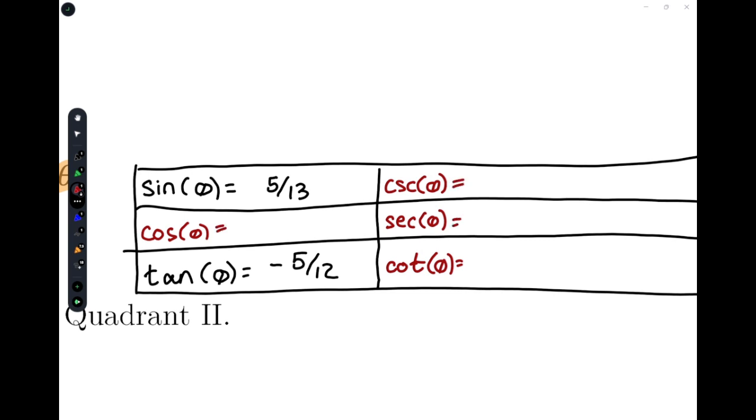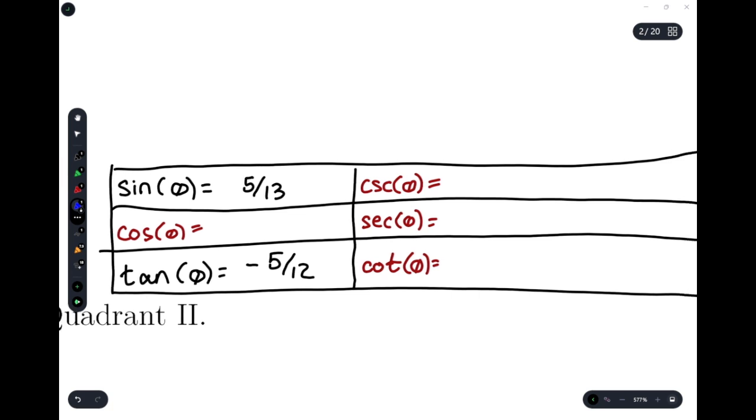2 of those, super duper easy. Which 2 are super duper easy right now? Cosecant and secant. Cosecant is just the reciprocal of sine, and cotangent is just the reciprocal of tangent, but negative.